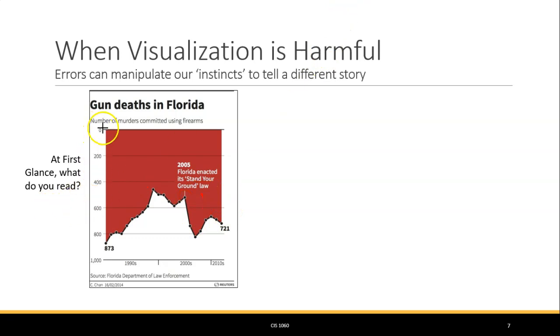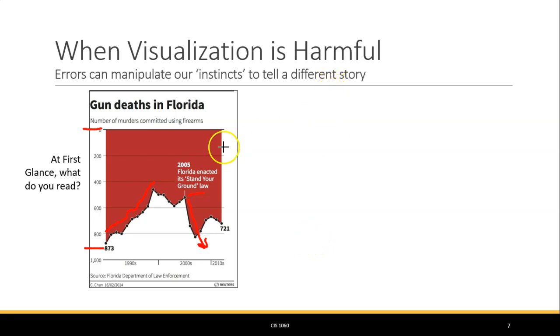But in reality, if we look at this number here, this is 0, and then this is 873. So what's happening here is that beforehand, instead of gun deaths going up, gun deaths are actually decreasing. And when the stand your ground law gets put in place, the data tells us that gun deaths begin to increase once again.